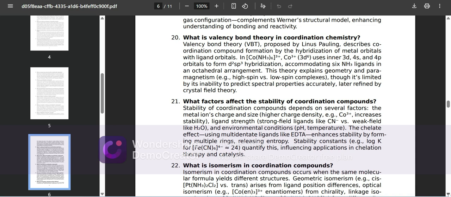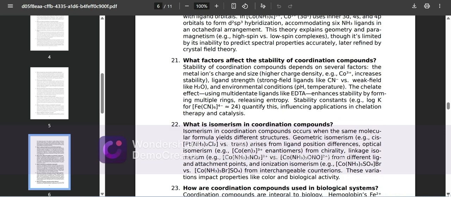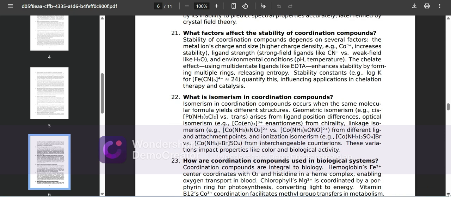This theory explains geometry and paramagnetism, for example high spin versus low spin complexes, though it is limited by its inability to predict spectral properties accurately, later addressed by crystal field theory.